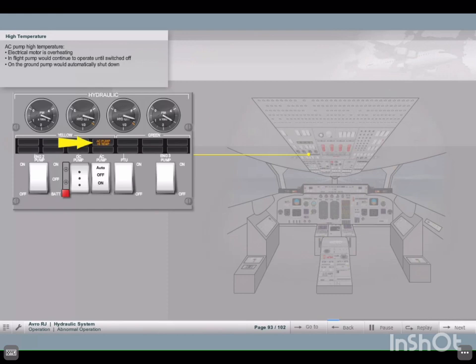AC pump high temperature. This annunciator indicates that the electrical motor which drives the AC pump is overheating. In flight, the pump would continue to operate until switched off by the flight crew. On the ground, however, the pump would automatically shut down.